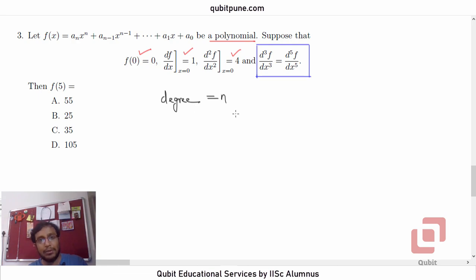Okay, the degree of the polynomial is equal to n, and it is not known to us right now. But if you go back and take a look at this blue boxed equation, you'll immediately realize that the degree must be equal to 2. The degree of the polynomial must be equal to 2. Why is that? Because they're saying third derivative is always equal to the fifth derivative.